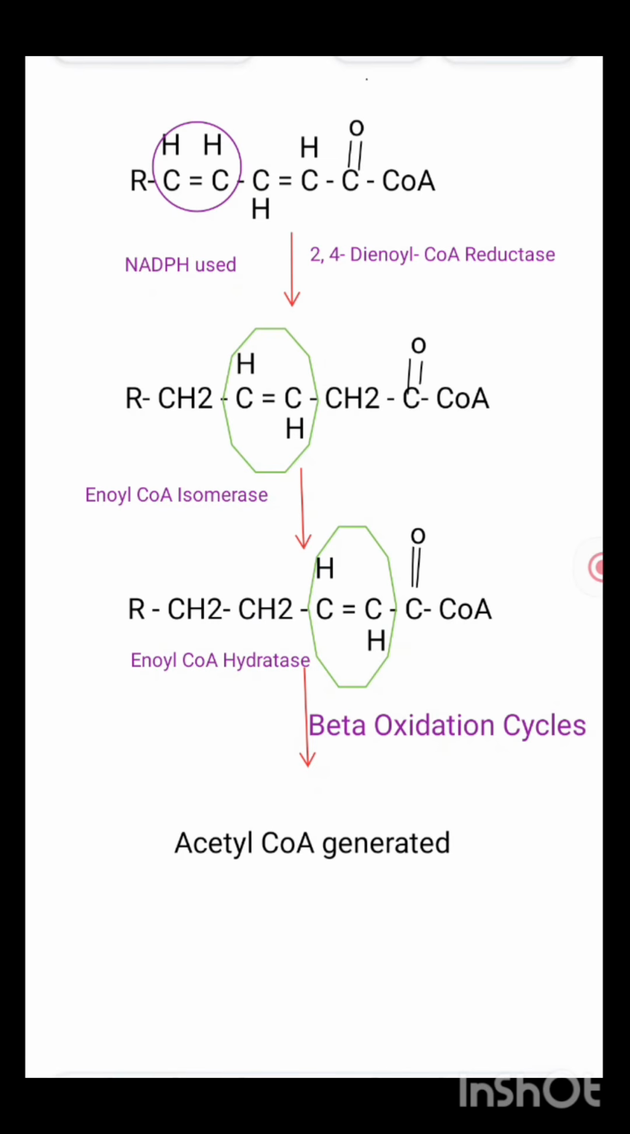Now, we have 2 double bonds that are just next to each other. What is going to happen? We will have another new enzyme, the second new enzyme that we didn't see in beta oxidation of saturated fatty acids. And this is a reductase. The first one was isomerase. This is the reductase. 2,4-dienoic-CoA reductase. What does it do?